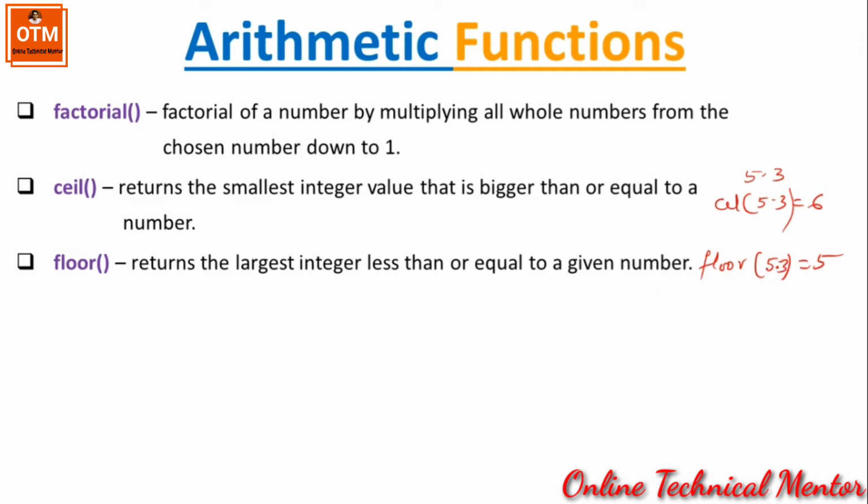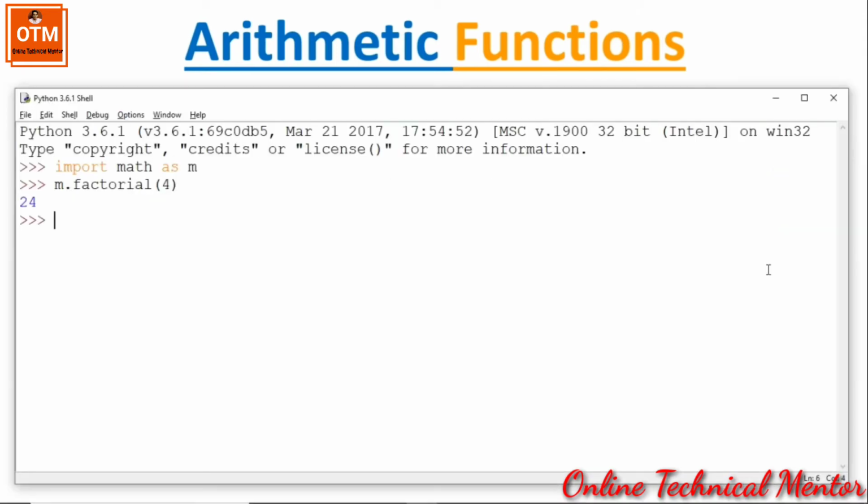Let me show you by writing it in the Python interpreter. So if you write m.ceil and write down 5.3, it will give you 6. And if I write m.floor 5.3, it will give you 5.